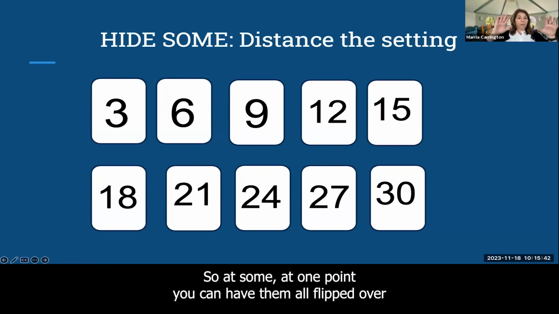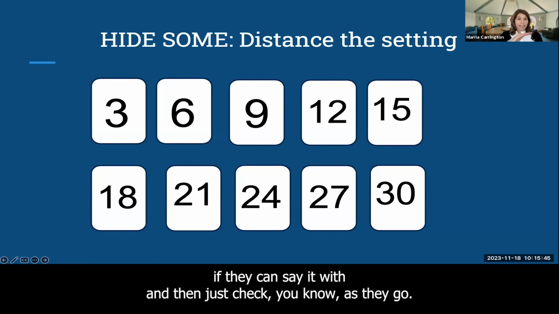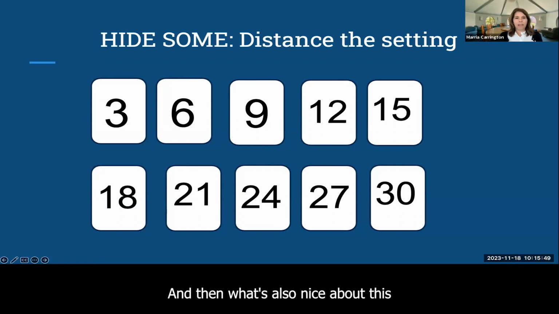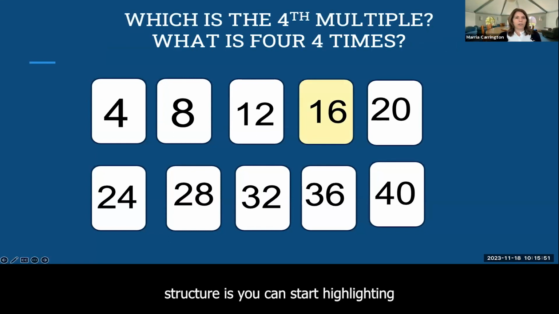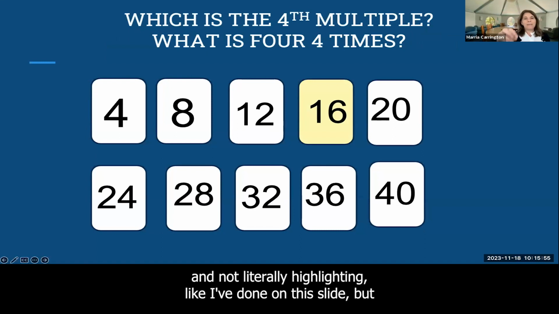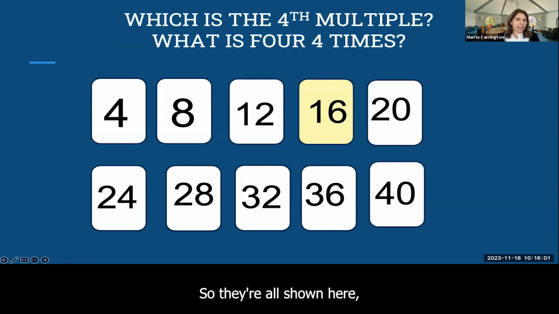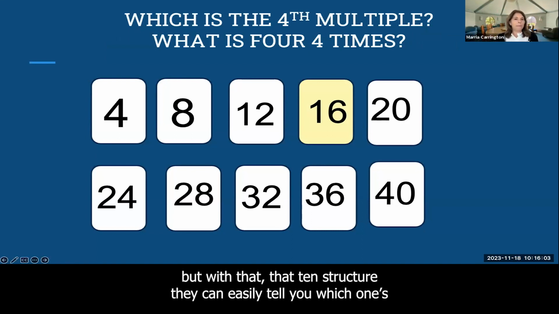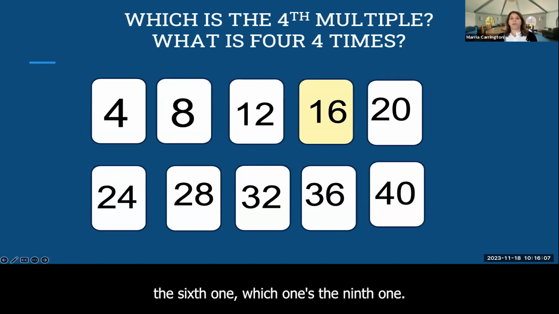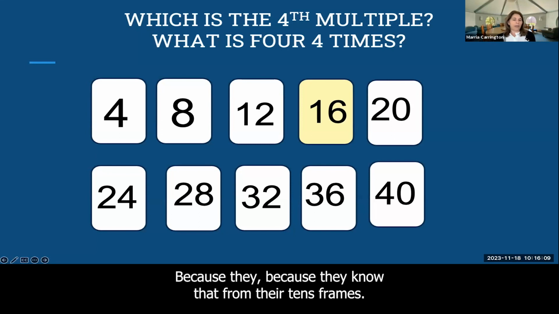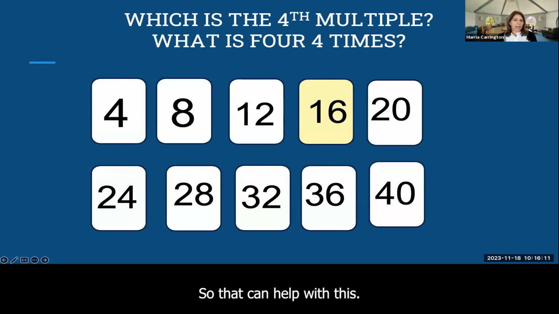So at one point, you're going to have them all flipped over, and you're going to see if they can say it and then just check as they go. And then what's also nice about this structure is you can start highlighting, not literally highlighting, but I did on this slide, but you can start asking, where's the 4th multiple? And they can point at it. Do you remember what that is? So they're all shown here. But with that 10 structure, they can easily tell you which one's the 6th one, which one's the 9th one, because they know that from their 10 frames. So that can help with this.